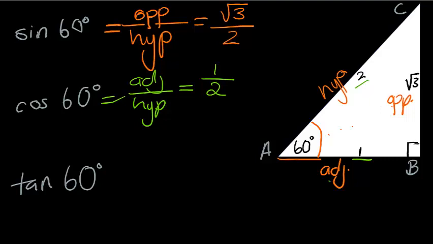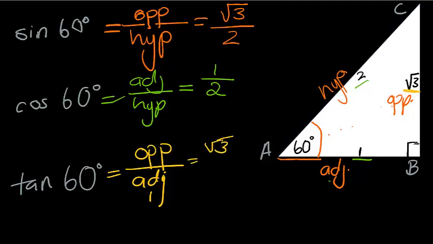And then lastly, tan of 60 degrees is going to be equal to opposite over adjacent. My opposite of 60 is square root of 3, and my adjacent is 1. So square root of 3 over 1 is equal to the square root of 3. That is how you answer example 1.